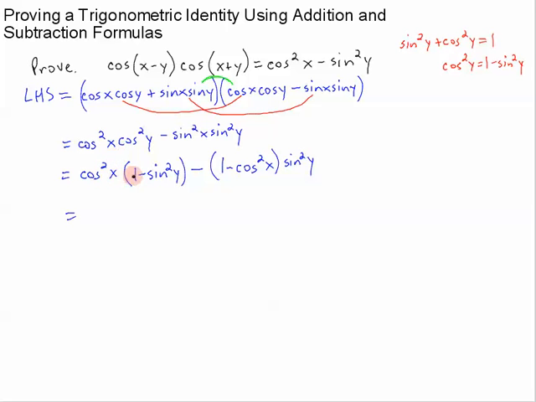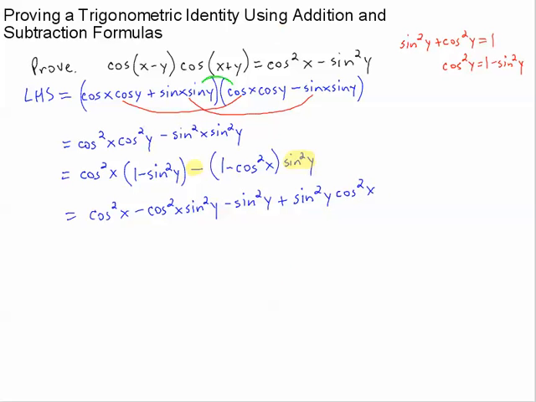So I get cosine squared times 1, so cosine squared of x, minus cosine squared of x sine squared y. Then I need to distribute this negative sine squared y through here. When I do that, I get negative sine squared y times 1. Then I have negative sine squared y times negative cosine squared x, which is positive sine squared y cosine squared x.